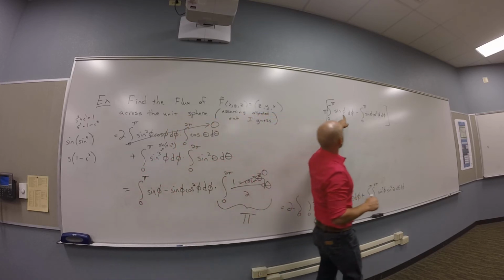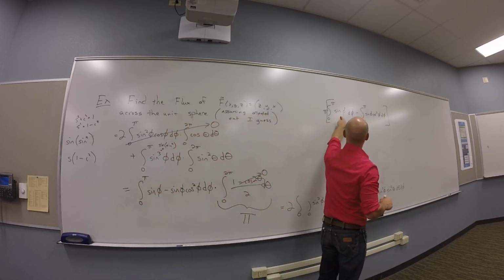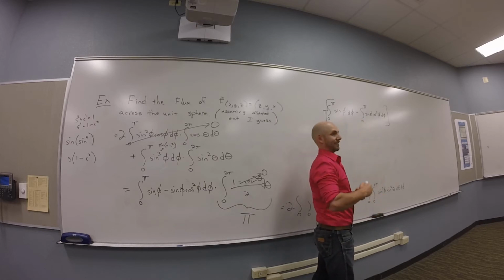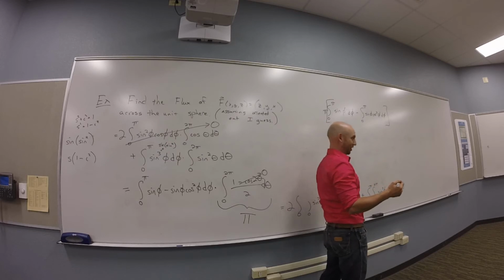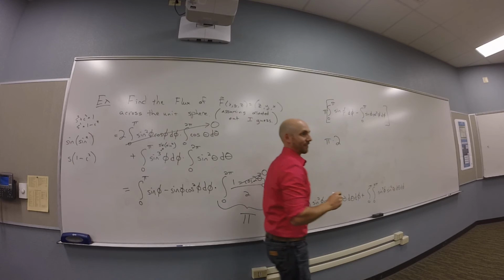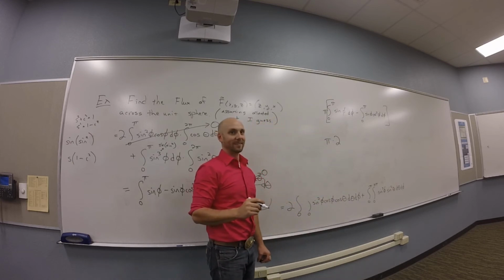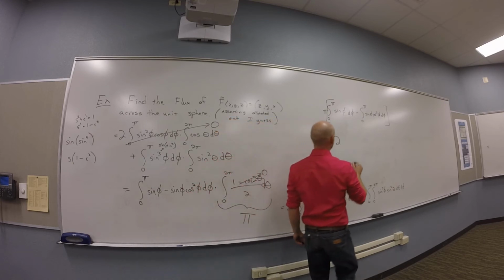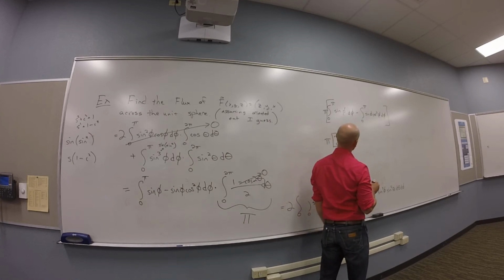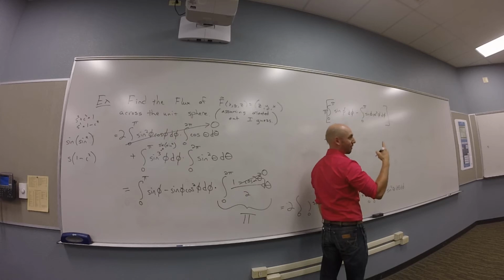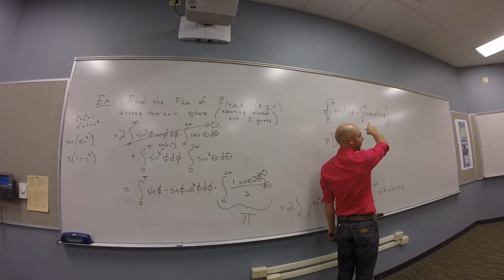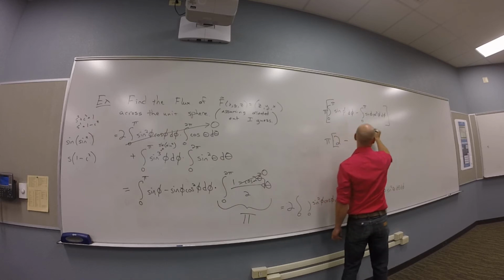Okay, so the integral from 0 to pi of sine phi should be easy. What is that? 2. Thank God. Okay. And then I have minus, uh-oh. How do you do that one? You could do it as a u and du situation.